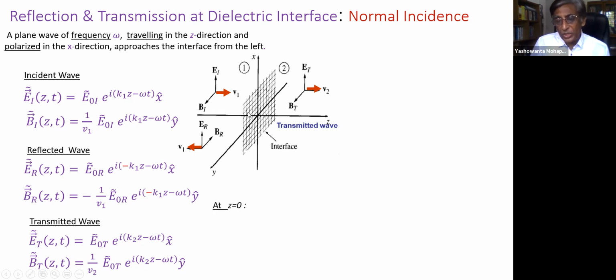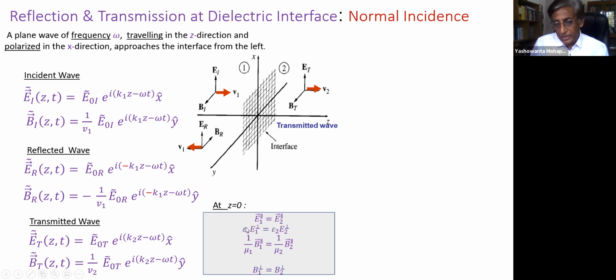So at z equal to 0, we'll have to apply the boundary conditions. E1 parallel is equal to E2 parallel. And of course B1 normal and B2 normal, and D1 normal and D2 normal must be equal. These are the standard four boundary conditions, which I put in the same box now. We can now apply that. Since z is equal to 0, the exponentials cancel away, and we are left with only the complex amplitudes.